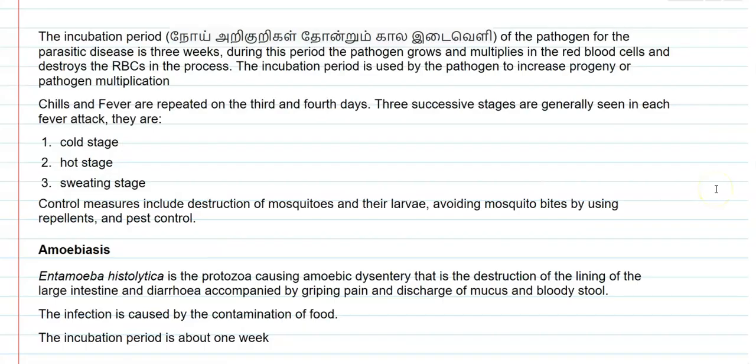The control measures that curtail the spread of malaria include destruction of the mosquitoes and their larvae, mainly preventing the stagnation of water, avoiding mosquito bites by using mosquito repellents, and adopting integrated pest control to control the vast multiplication of the vector, that is the mosquitoes.